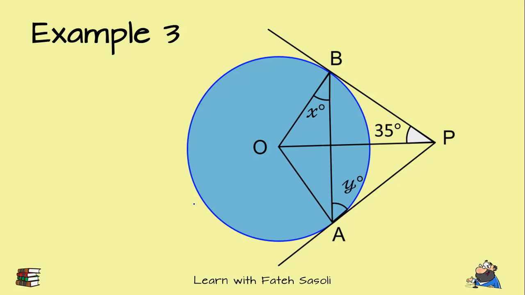For example number 3, again x is the required angle and y here is the required angle. All these four angles are 90 degrees each, and this here too was a 90 degree angle, and this here too was a 90 degree angle.